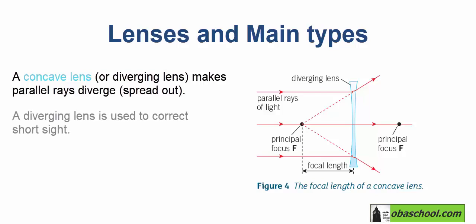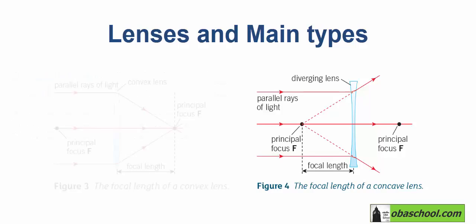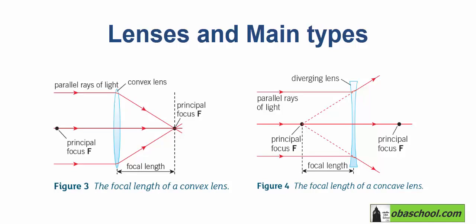So what are concave lenses used for? A diverging lens is used to correct short sight. And that's how we learned about lenses and the main two types, convex or converging lens and concave or diverging lens.